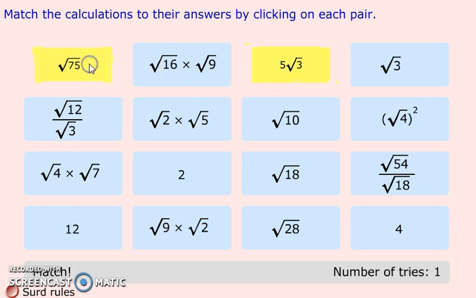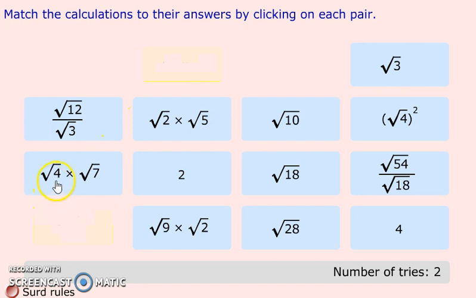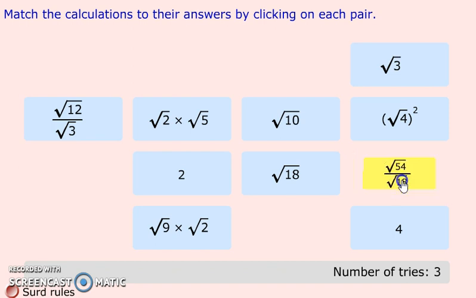So these two are the same. Square root of 16 is 4. Square root of 9 is 3. So 4 times 3 is 12. So let's connect with 12. Where is 12? Can you see? Yeah, this is 12. What is this? Square root of 4 times 7, square root 28. Yes. Okay, and same here, 54 over 18. So we can divide them directly. So it will give you square root of 3. Okay.